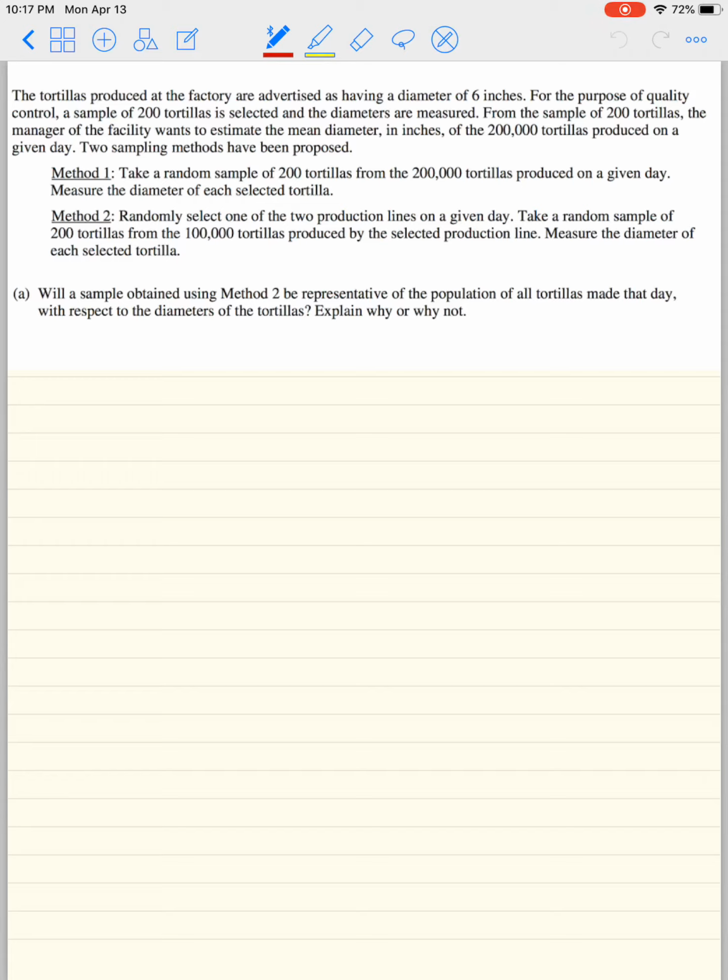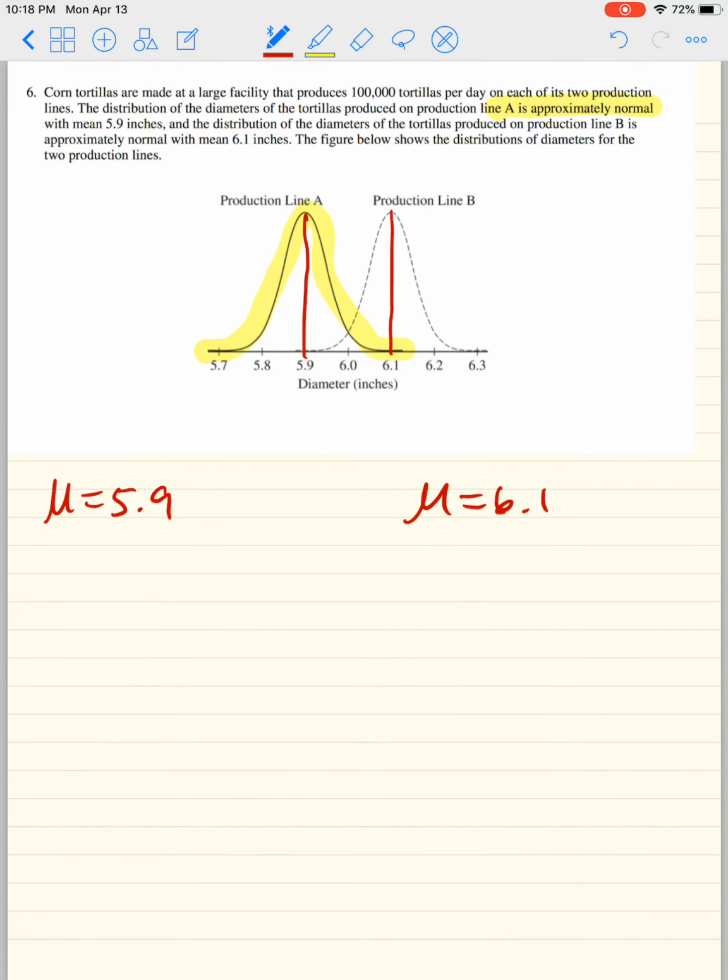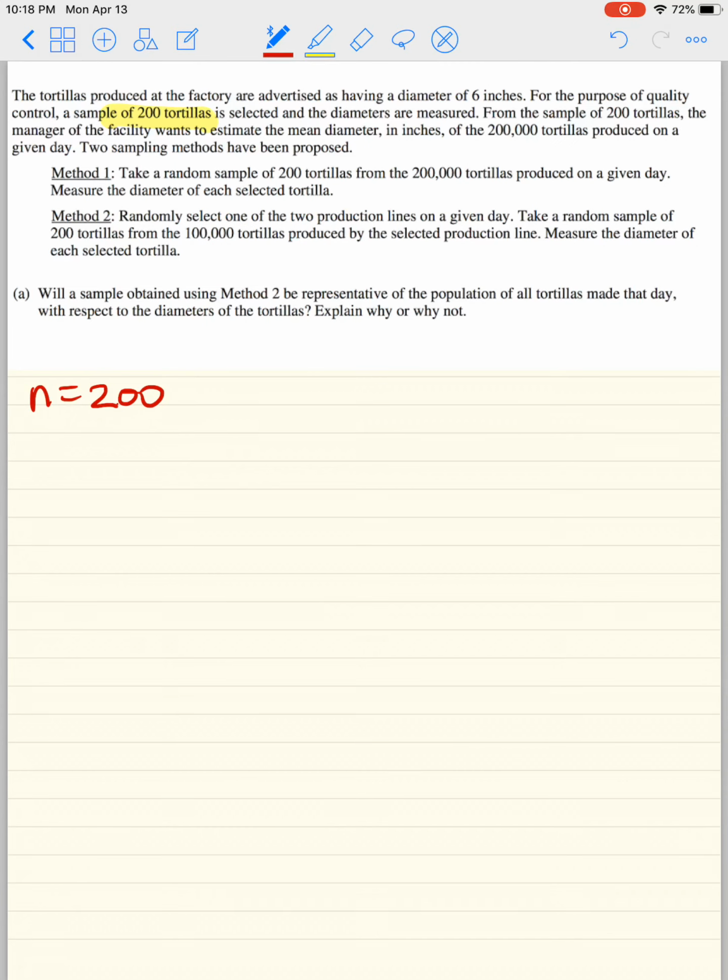Great. The tortillas produced at the factory are advertised as having diameters of 6 inches. For the purpose of quality control, a sample of 200, okay, so let's just see what that is. A sample of 200. Remember, the 100,000 is what it produces per day on each line. That's not the sample that you choose to figure out the average and the standard deviation. So 200 tortillas are selected and the diameters are measured. From the sample of 200 tortillas, the manager of the facility wants to estimate the mean diameter in inches of the tortillas produced on the given day.